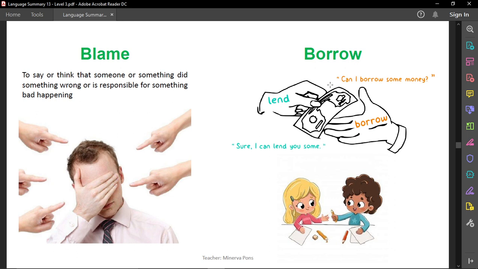Yes. Basically, when you lend something, it's when you give something that is yours for a period of time to another person. And borrow is the opposite. It's when you take something that is not yours for an amount of time. Okay? For example, he is lending her a pencil, and she is borrowing a pencil from him.